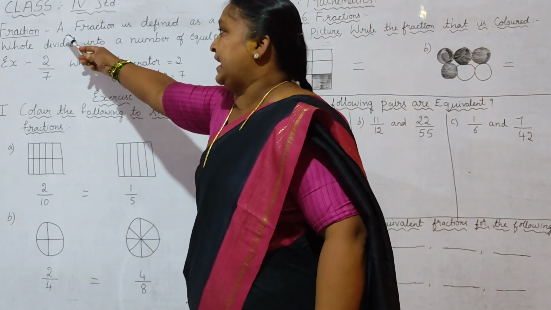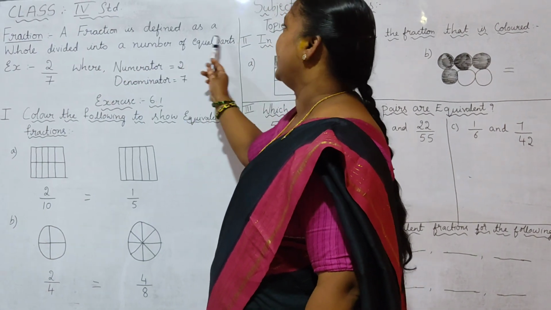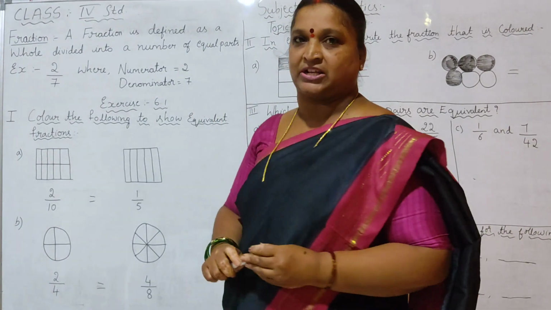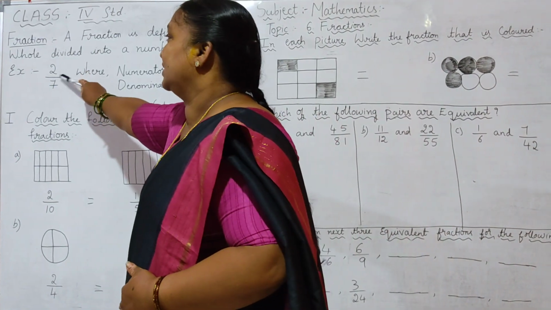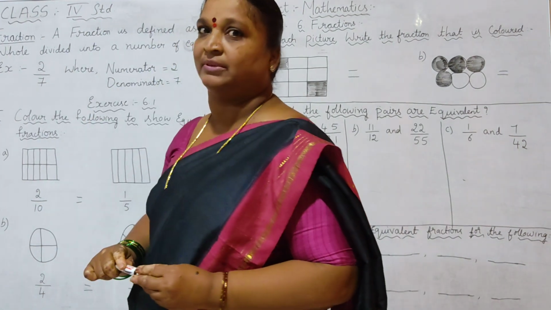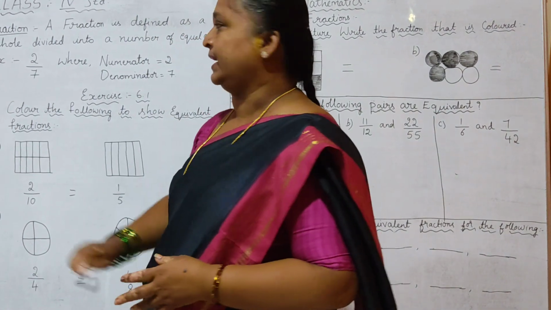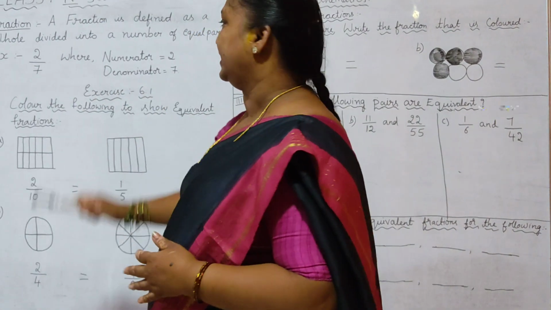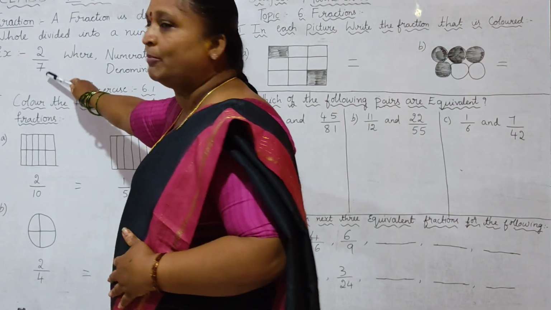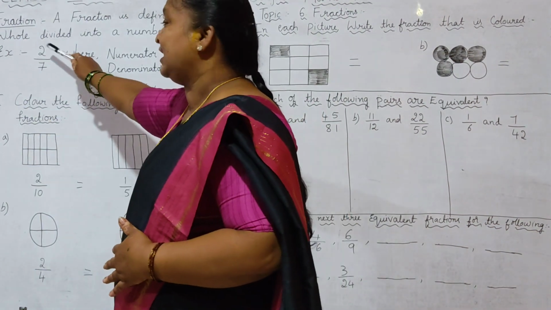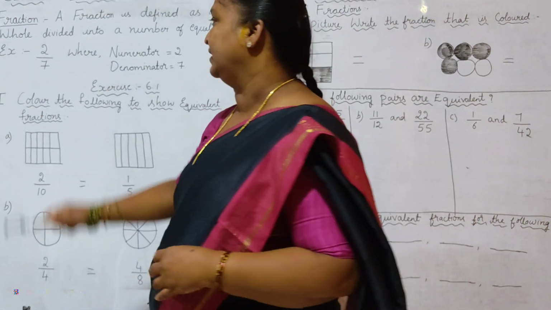Here is the definition they gave. A fraction is defined as a whole divided into a number of equal parts. This is called the fraction. Here they gave the number 2 by 7. The number above the line is called the numerator. Below the line we call the denominator. Here 2 is the numerator, 7 is the denominator. Understood children? How to read the fraction? 2 by 7. The number above the line, what are we saying? Numerator. Below the line, denominator.